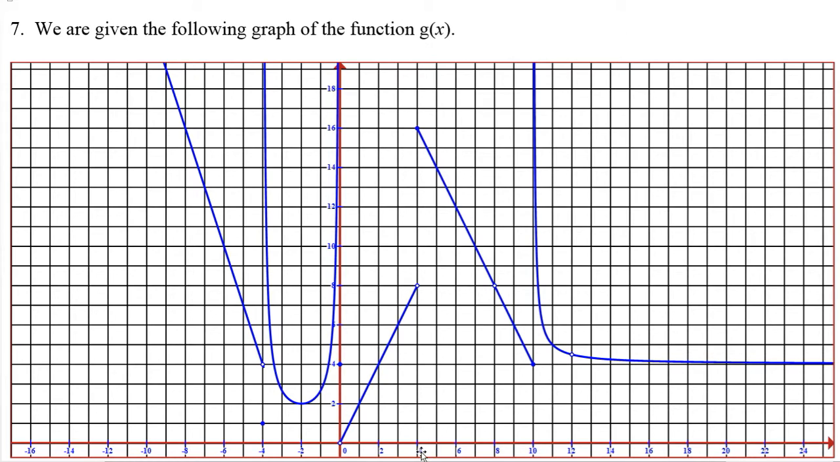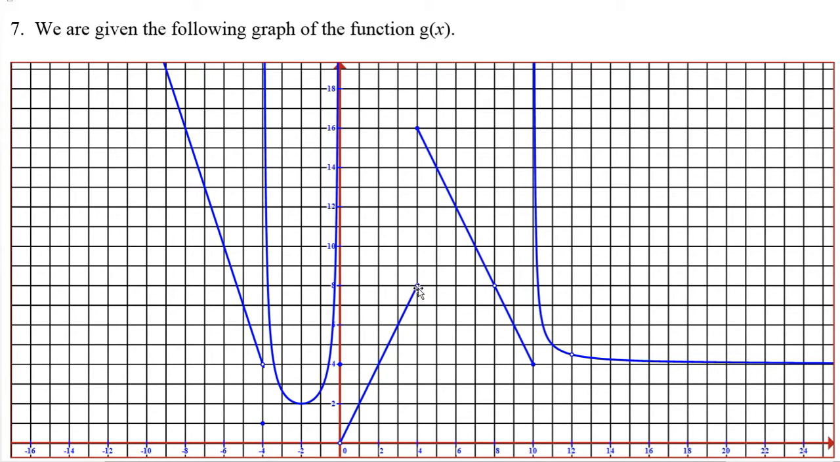In contrast, f of 4 is 16, and the limit as x approaches 4 from the right is also 16. So we might say it's right continuous there, but it's not a continuous function. We have a jump discontinuity because the limit as x approaches 4 from the left is 8.